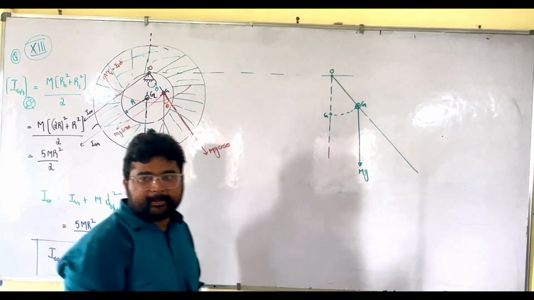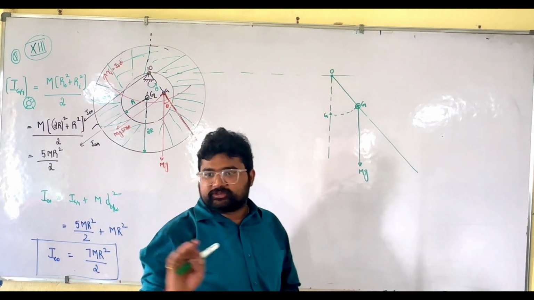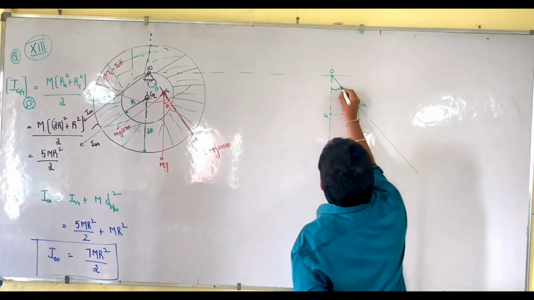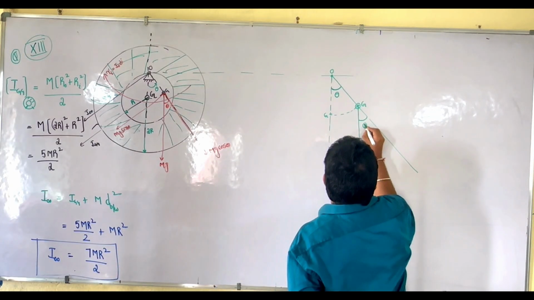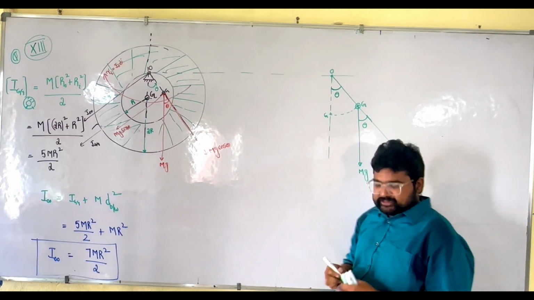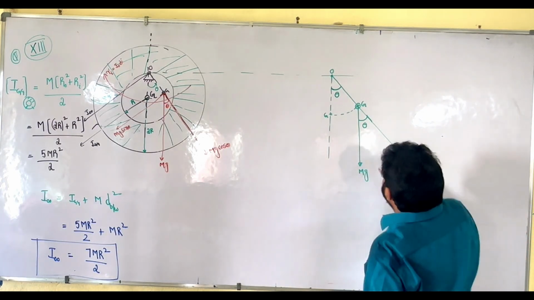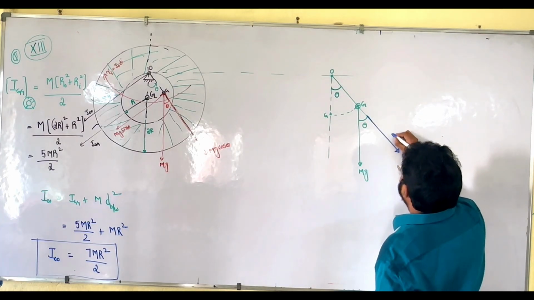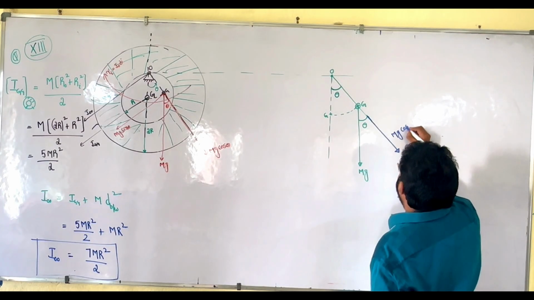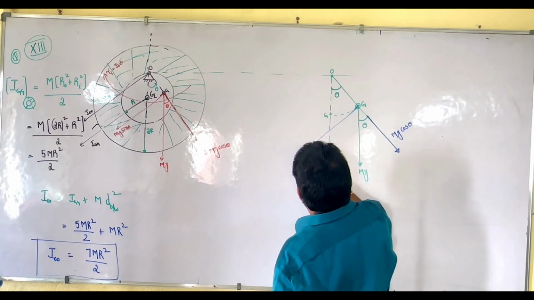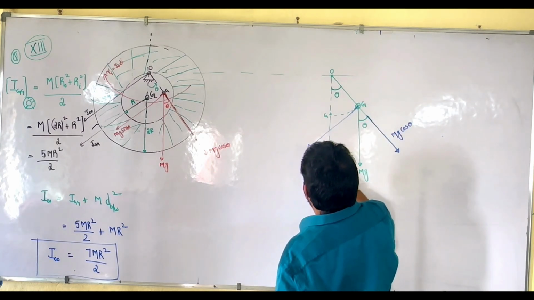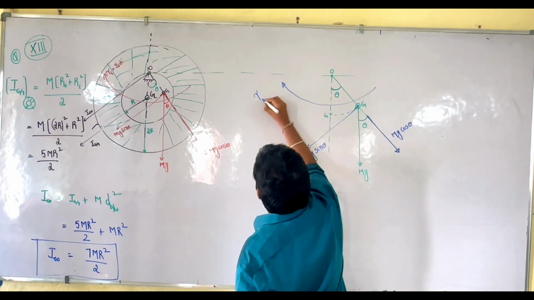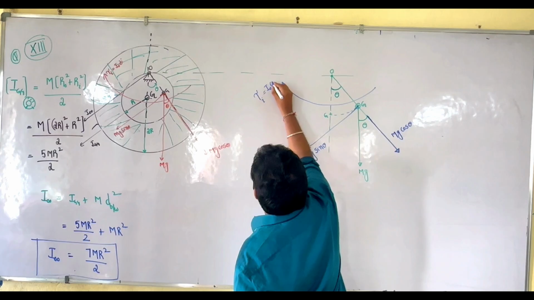Are you following? Understood or not? So here it is theta. This would be theta. Then what you will get? Along this direction, mg cos theta. Along this direction, mg sin theta. Inertia torque will be along this direction, inertia torque I naught theta double dot.